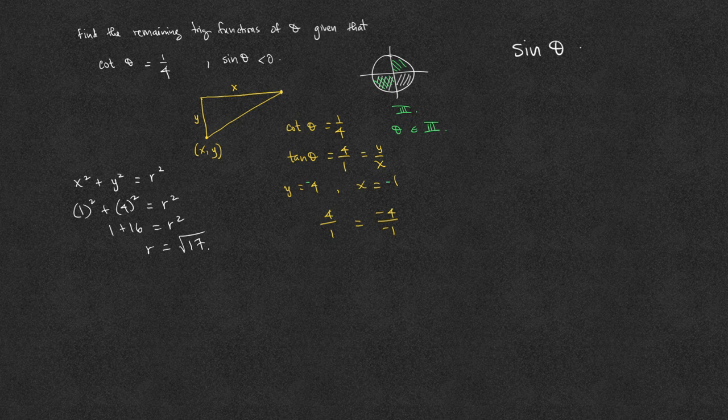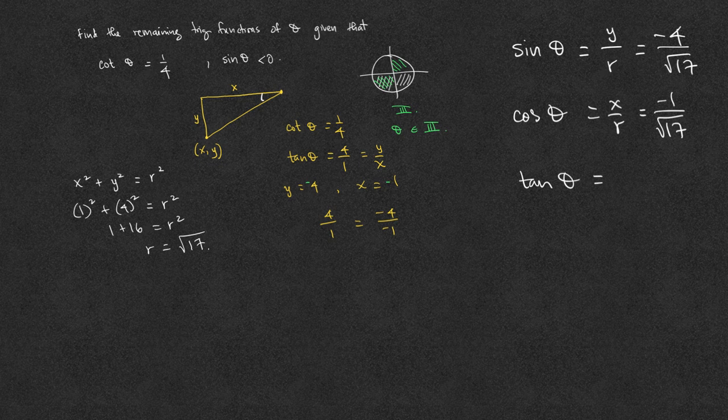Sine of theta is opposite over hypotenuse, which is y over r. But y is negative 4 and r is the square root of 17. Cosine of theta is x over r. X is negative 1 and r is the square root of 17.